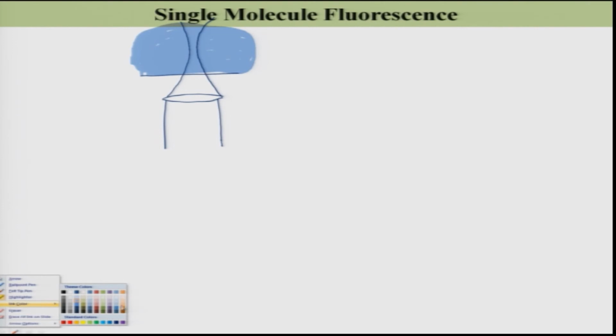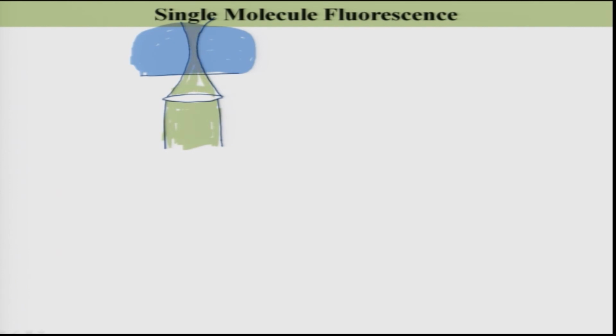And this excitation light, let us say, is like this. This is your excitation light. So, it is going to focus like this, isn't it? Now you see, all over this region, starting from here to here to here, the molecules are being excited if the fluorophore is present.